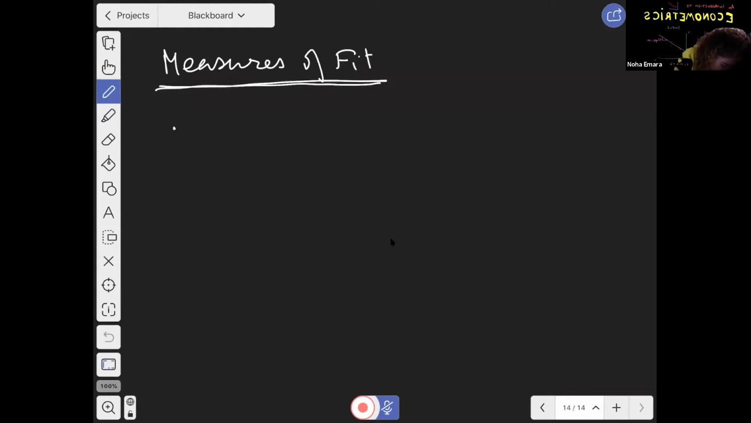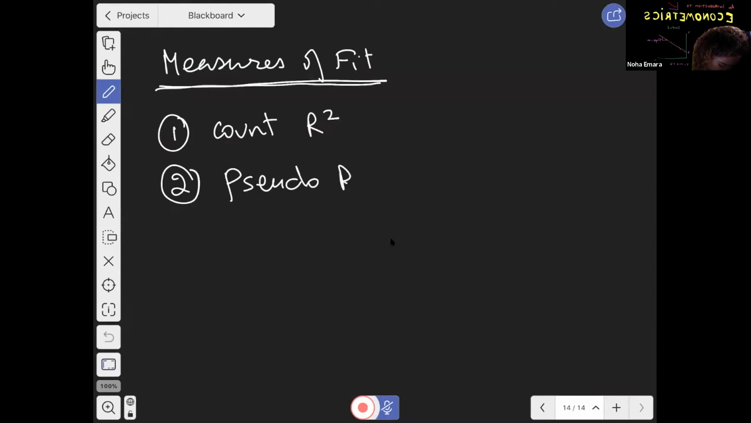So we have count R square, okay? And then we have pseudo R square, okay? And then we have the McFadden. I'm just going to see if I'm going to give you this one or not. Okay, let me first give you something else, I'm sorry. I'm going to give you something else first. Okay, so I'm just trying to make the same order as the order of measures of fit that you will find on my video.